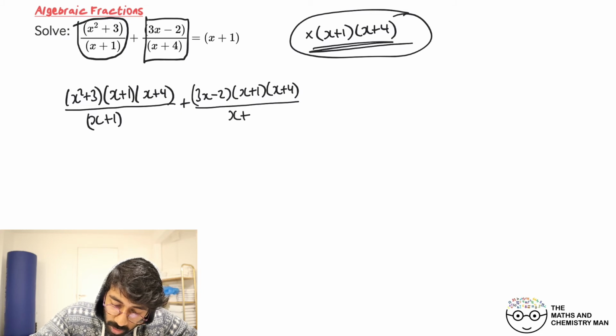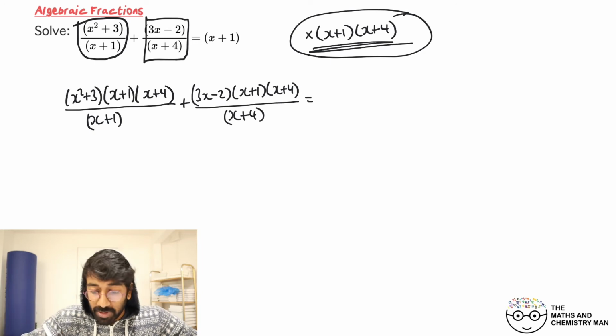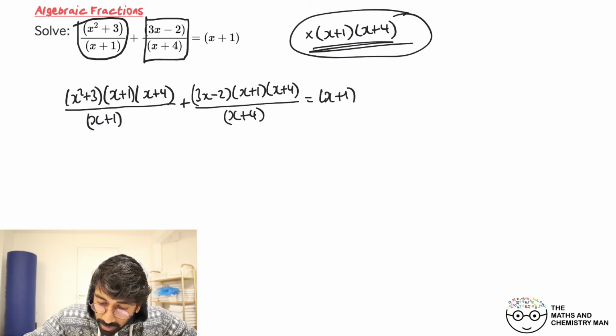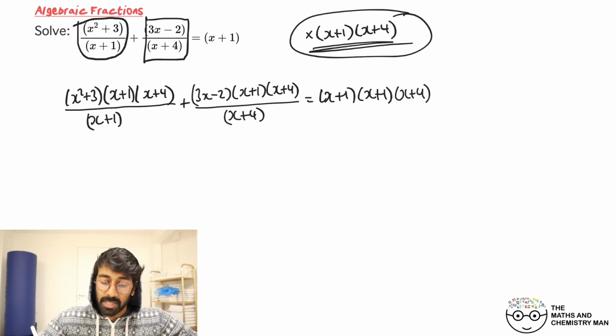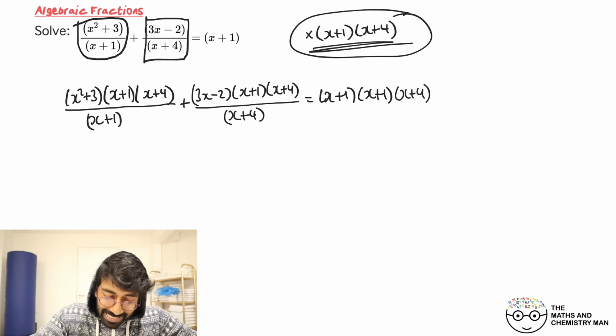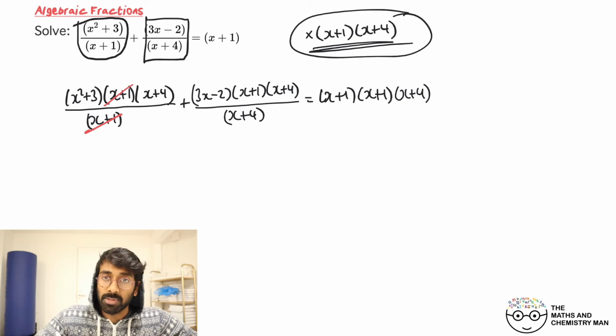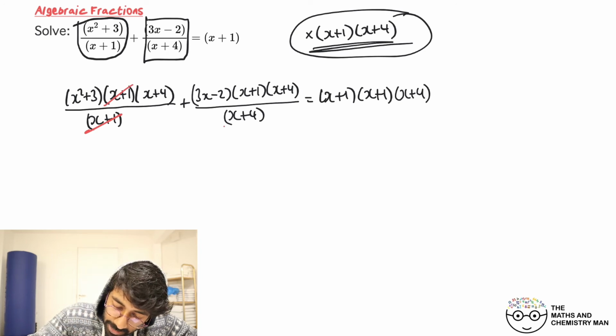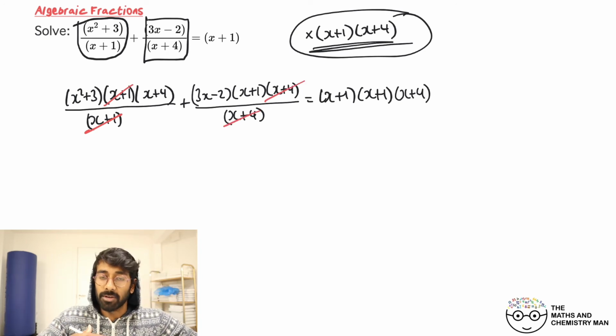all over the denominator, which was x plus 4, equals, and then don't forget we've got to times the right hand side as well, right? So x plus 1 and then x plus 1 again and then x plus 4. So like this. And now look what we can do. We can do some cancelling, right? x plus 1 and x plus 1, gone. And then x plus 4 and x plus 4, gone as well, right?